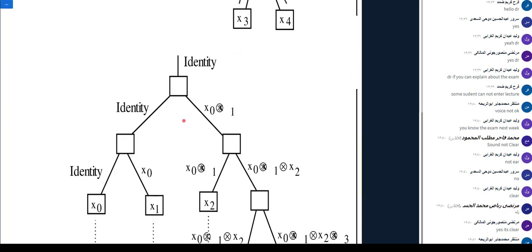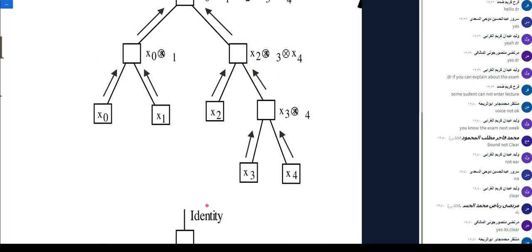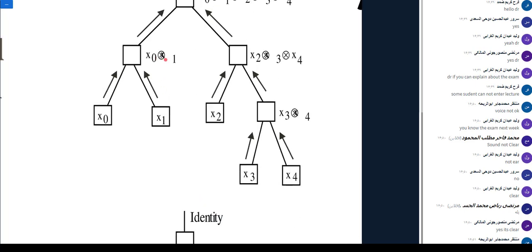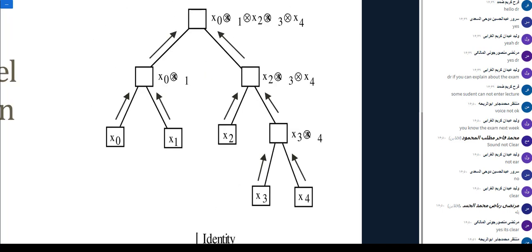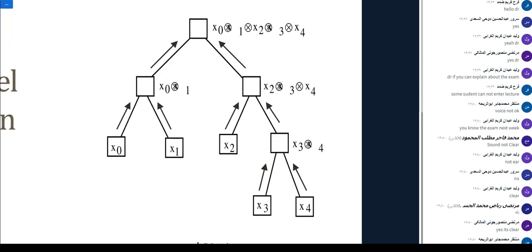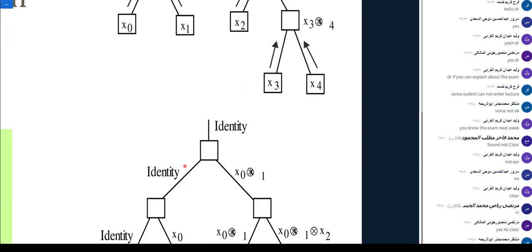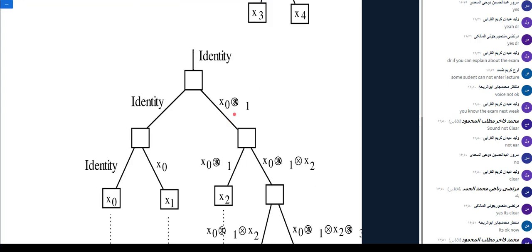So what was received from left? x0 symbol x1. What is received from up? Identity I. So I is moved to left, and the combination of I and the previous left, which was x0 x1, is transferred to right. The combination of I and x0 x1 is x0 x1. Okay?